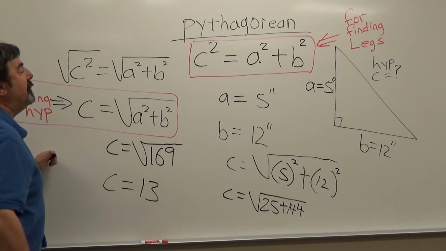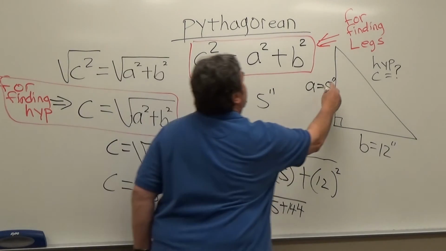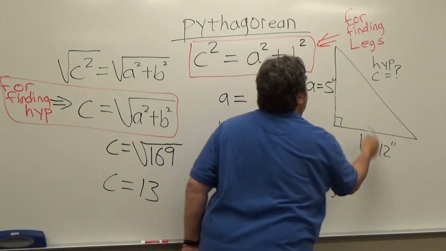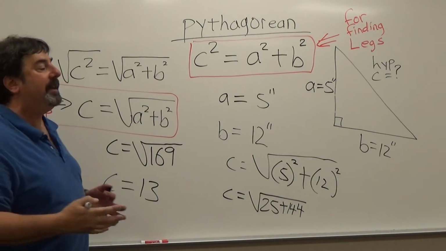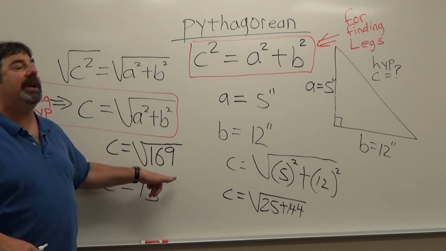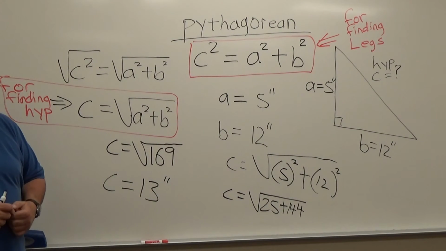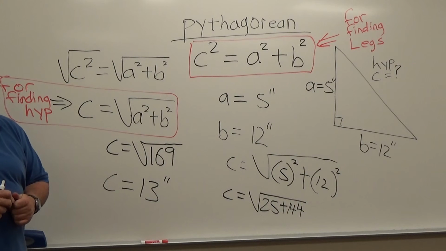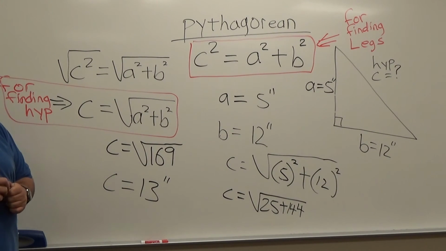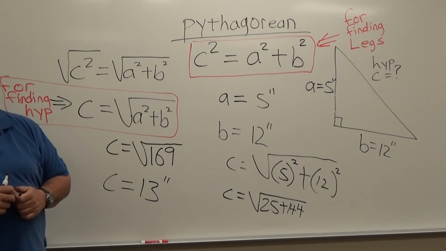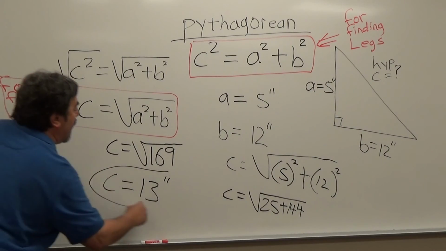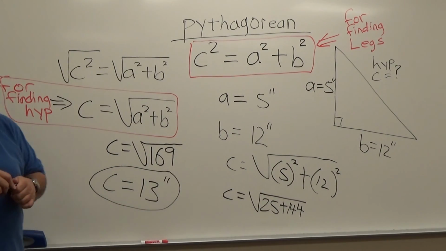And don't forget your units. We were told units are inches, so whenever they tell you units, you have to include the units on the answer. So there's our answer, 13 inches. And one last thing, I would like you to always circle your answer when you're done. That way, whoever's looking at your work will know exactly what you meant to be your final solution. So let's circle our answer. So the hypotenuse is 13 inches, and there you go.